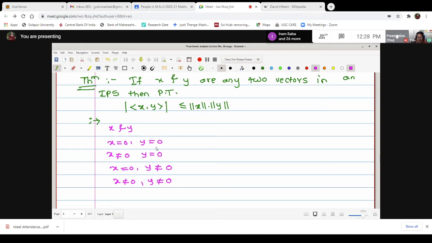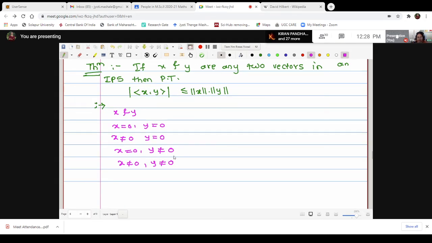But we have seen in the characteristics that if any one of the vectors is 0, then the inner product will be 0. Therefore, if I consider the middle two cases, where either x is 0 or y is equal to 0, the inner product of x and y together will give us the value 0.